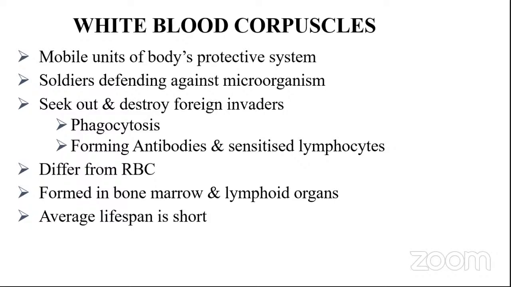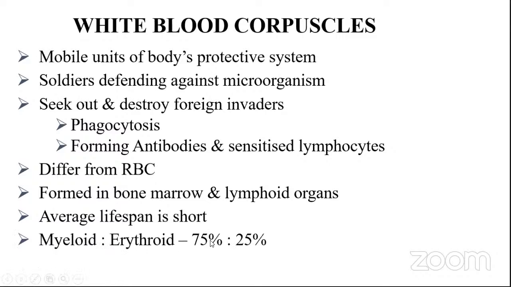The RBC properties will be taken along with hemoglobin. Today, just the erythropoiesis, because many questions are asked from erythropoiesis and its factors. So the average lifespan of the WBCs is very short. Therefore, in the circulation you see fewer of them. The myeloid erythroid ratio is 75 to 25 in the marrow, and in circulation it is the opposite.